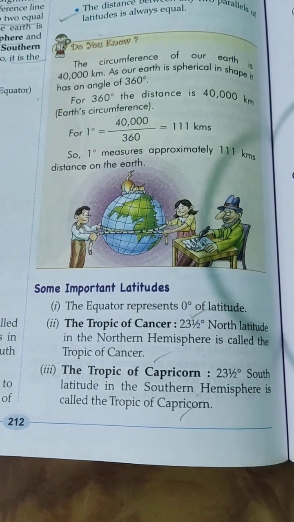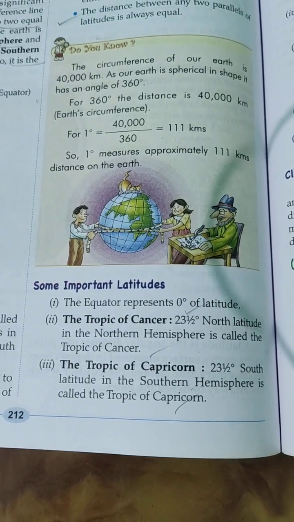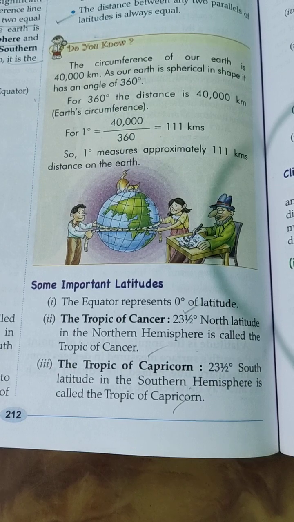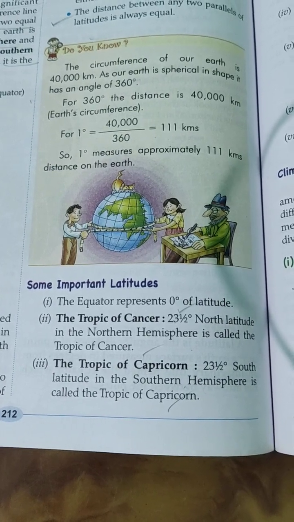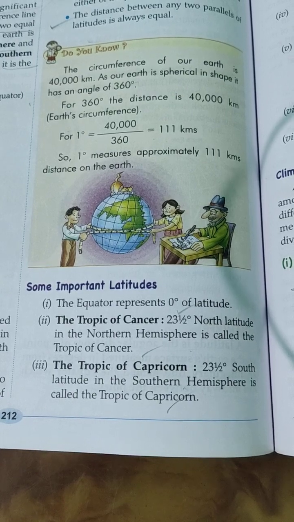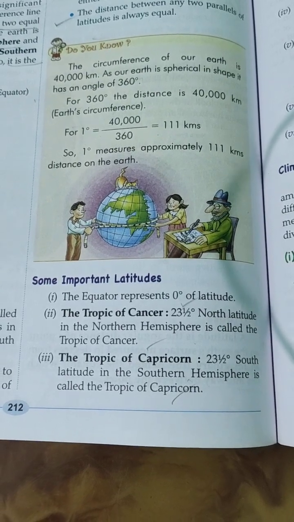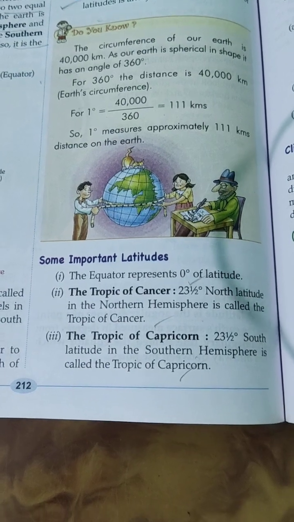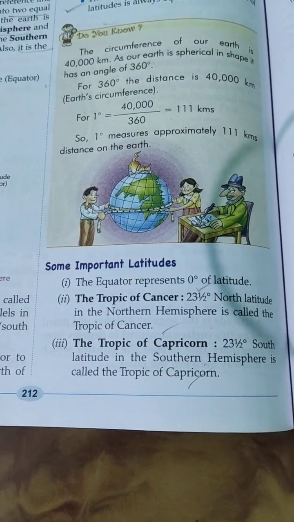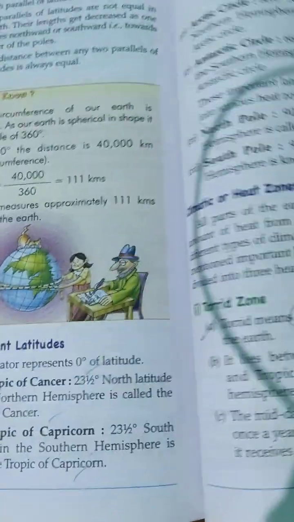The equator represents 0 degree of latitude. The Tropic of Cancer, 23½ degree north latitude in the northern hemisphere, is called the Tropic of Cancer. The Tropic of Capricorn, 23½ degree south latitude in the southern hemisphere, is called the Tropic of Capricorn.